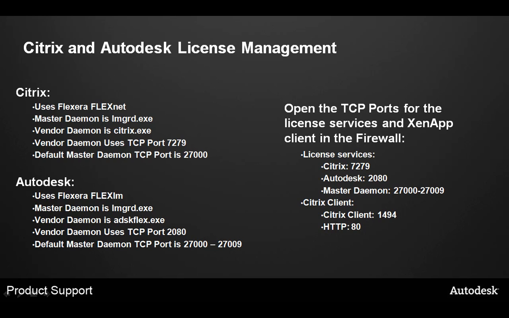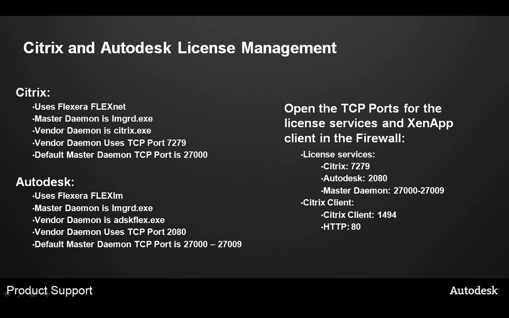Citrix uses TCP port 7279 for their vendor daemon, and by default, when you're installing and configuring, you can choose 27000 as the port for the master daemon. Autodesk uses 2080 for its vendor daemon, and the master daemon automatically chooses a port somewhere between 27000 and 27009. This can be specified in the license file, and we do recommend it in the Citrix environment. In later slides, we'll discuss that.